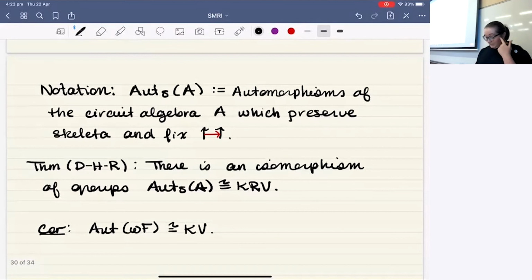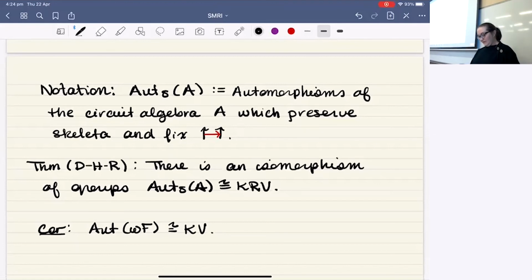All right, so now, yeah, the punchline. Oh, I guess I'll finish 5 minutes early, maybe. Is that, you have automorphisms. So I want to pick a subset, but if I take automorphisms which fix the skeleton of this big arrow diagram thing, and I fix this crossing, then there's an isomorphism of groups. So this automorphism group is this symmetry group on KV.